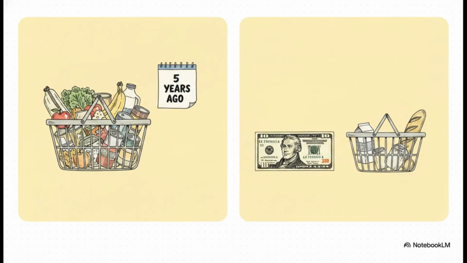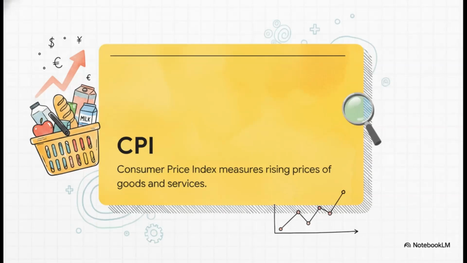It simply means the prices of everyday goods and services are rising. And as things become more expensive, your money is actively losing its value. You literally can buy less milk and bread today with the same $10 bill than you could a few years ago. So how do traders and economists actually measure this annoying grocery bill increase?